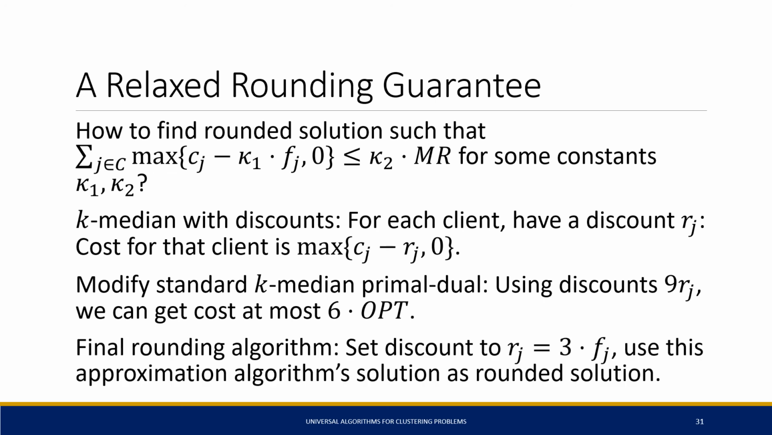So this gives us our final rounding algorithm, which is to set the discounts to be 3 times the cost of the fractional solution's connection costs, and then use this approximation algorithm solution as our rounded solution. And again, in the analysis, we'll just use the fact that MRS certifies some low-cost solution to the k-median with discounts problem.